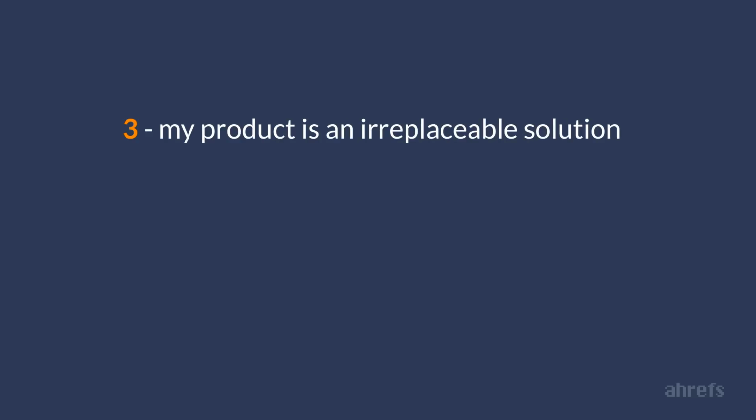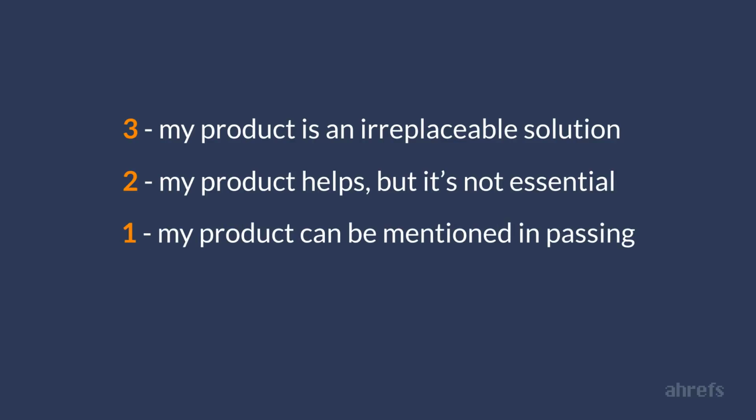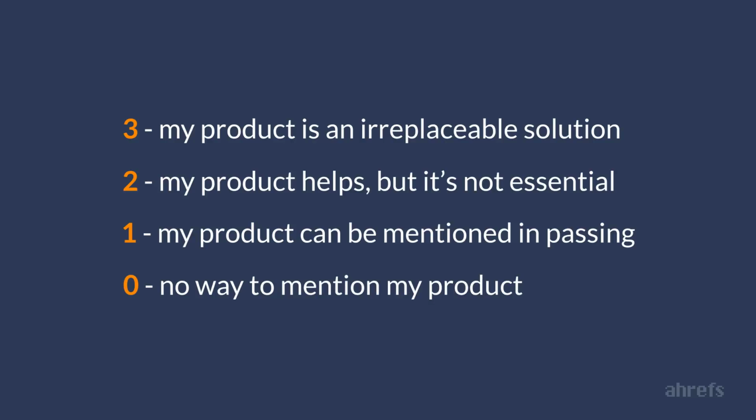I usually give my content ideas a score from 0 to 3, where 3 means that my product or service is an absolutely irreplaceable solution for a target search query, which leads to an easy sell. 2 means that my business will help people with what they're searching for, but it's not essential in solving their search query. 1 means that my business can only be mentioned in passing, because the search query is only slightly related to what I sell. And 0 means that there's not even a chance to squeeze a single mention of my business into the article.